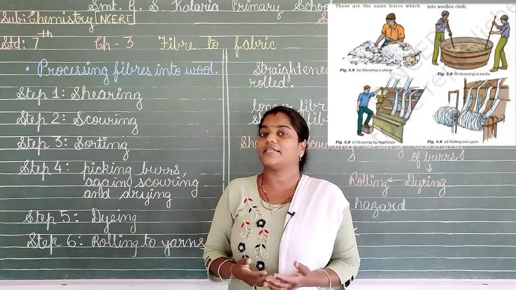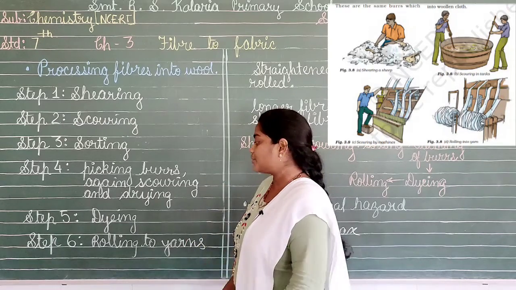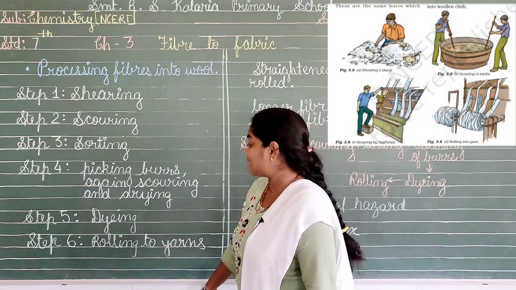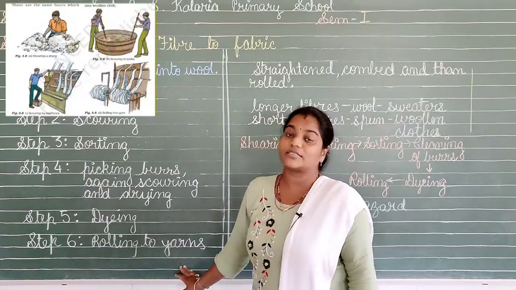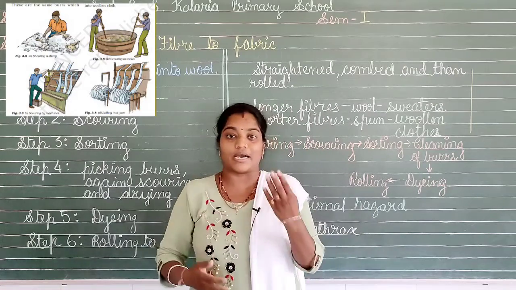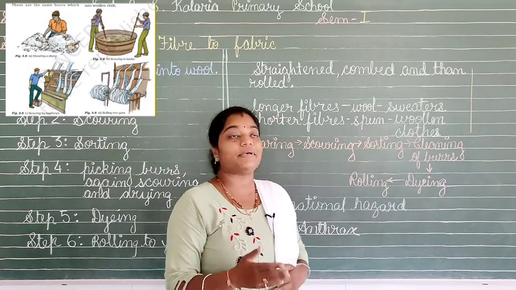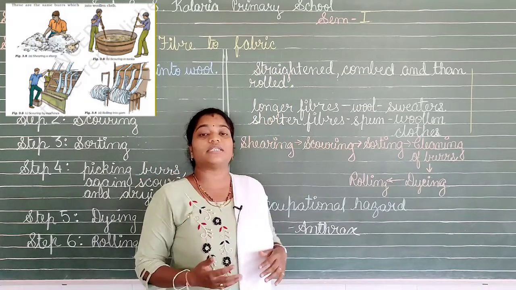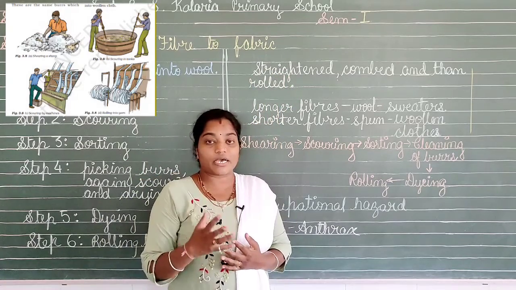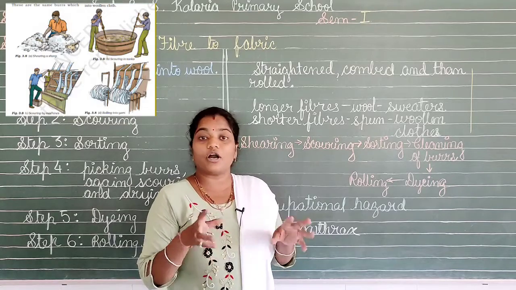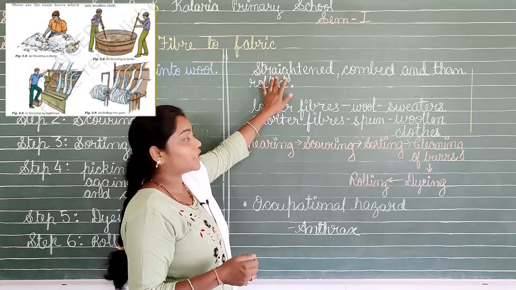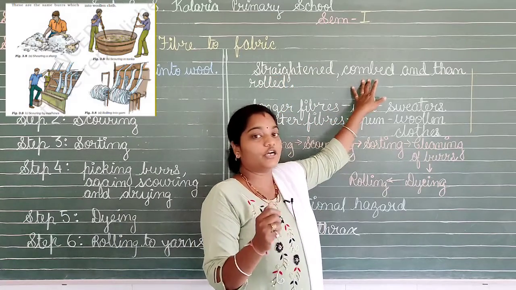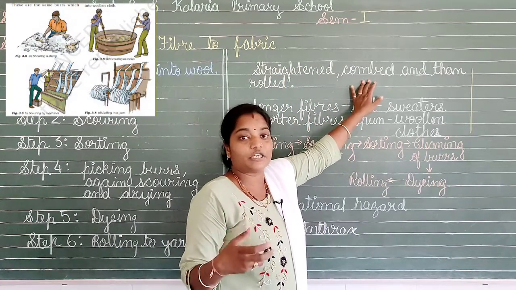So these can be dyed in different colors as we wish. Then we have step number 6, which is the rolling into yarns. When they are rolled into yarns, some steps are required first. Before that we need to straighten the hair, because it is not straight, it is all curved. So we need to straighten it first, and then comb it to separate out the dirt or unwanted material.